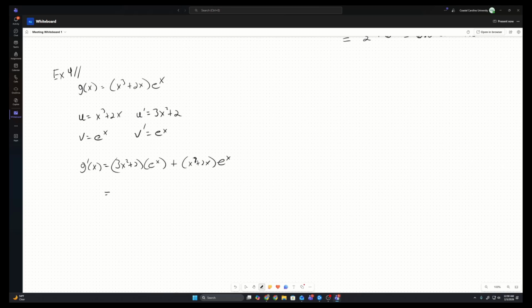Now, if you really want to be fancy, you could technically factor out e to the x here, and you're left with essentially x cubed plus 3x squared plus 2x plus 2. You can use this as the answer, but technically this is fine. You can leave it like this, and we'll be okay with that. If you want to be fancy, you could go to here, but it's not required by any means.